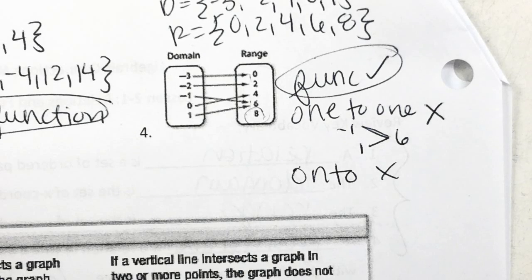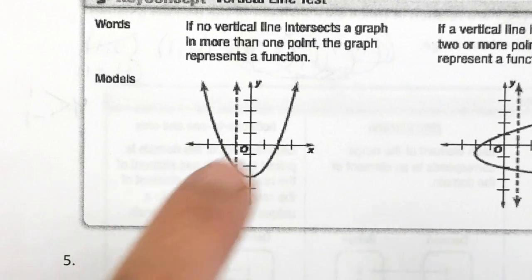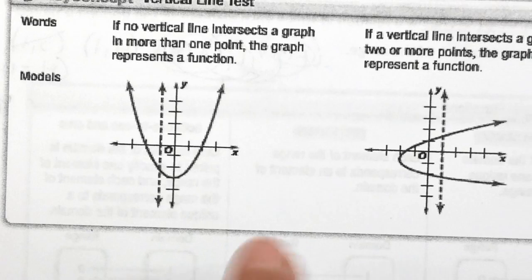Okay, the next thing we're going to talk about is the vertical line test. Sometimes you might be given a graph like this, and it's going to ask you, is it a function? But this one doesn't have any coordinate points, right? So there's two ways you can check this for a function. But the easiest way is the vertical line test.